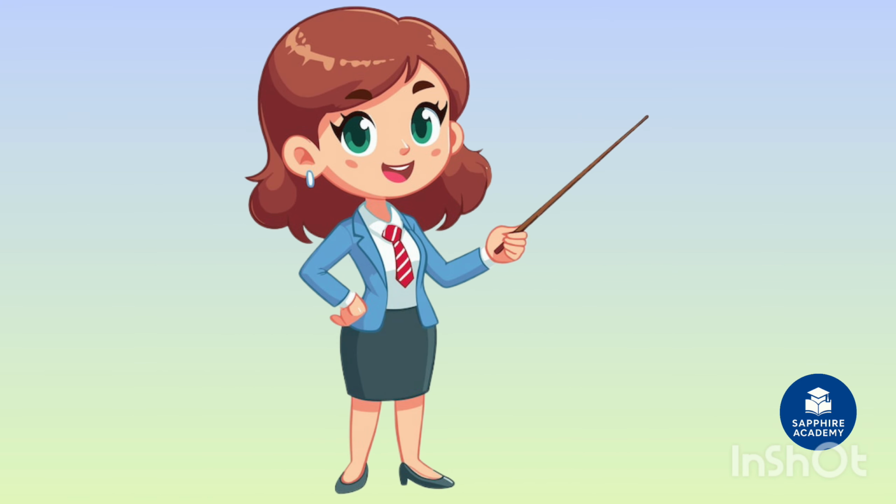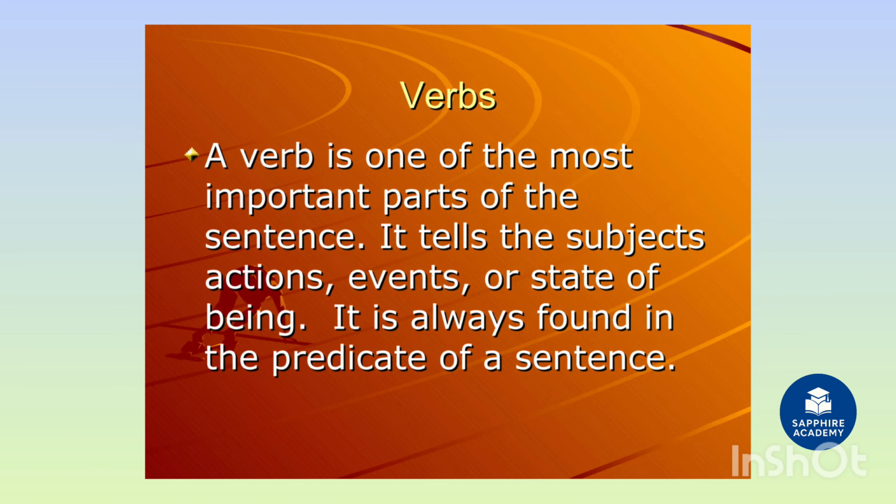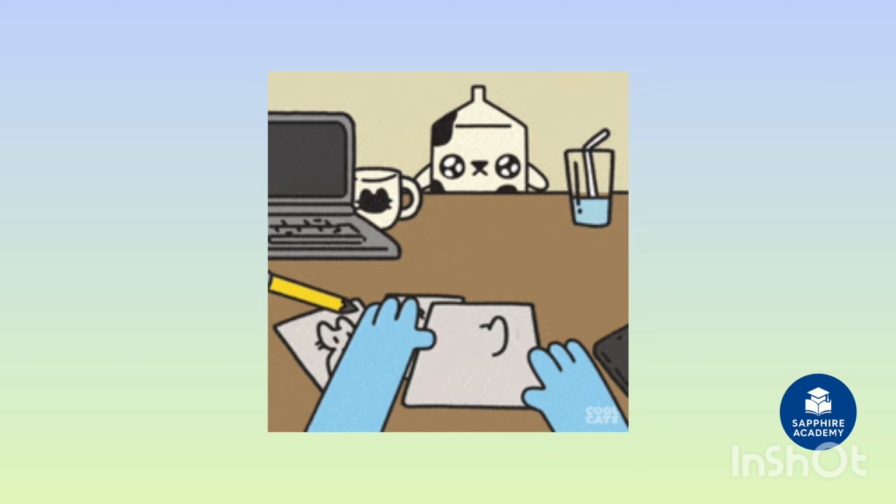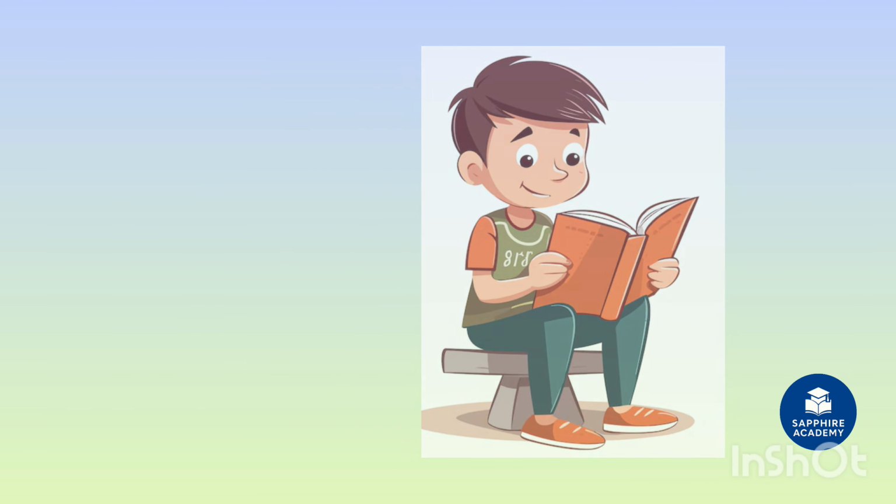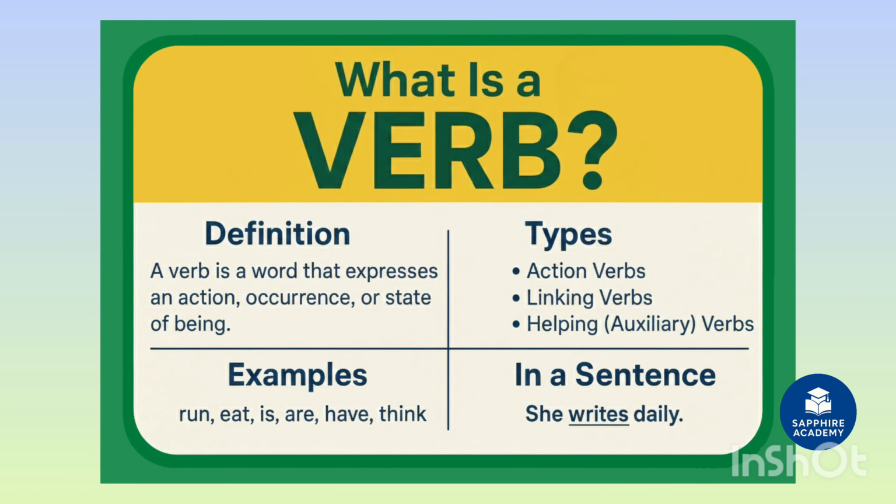Today we are going to study one of the most important components of English grammar, which helps us form meaningful and complete sentences. Understanding the verb will enable us to express actions, states, and events clearly and accurately. Before we move further, let's understand the meaning of a verb. A verb is a word that expresses an action, a state of being, or an occurrence. In other words, a verb tells us what the subject does or what happens to the subject. Hence, without a verb, a sentence remains incomplete.